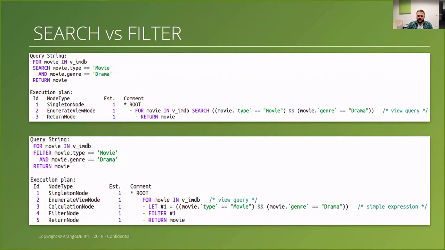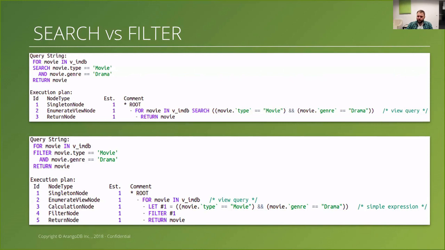So it doesn't use any indices at all, but rather performs a full scan of the result produced by the corresponding view expression. And in contrast to filter, the search keyword does guarantee to use ArangoSearch indices, allowing the most efficient execution plan.